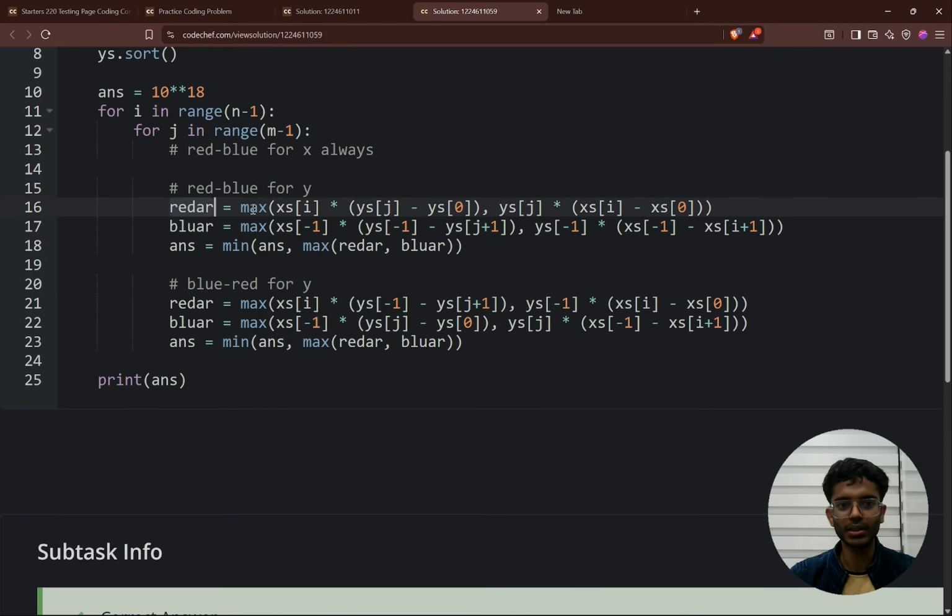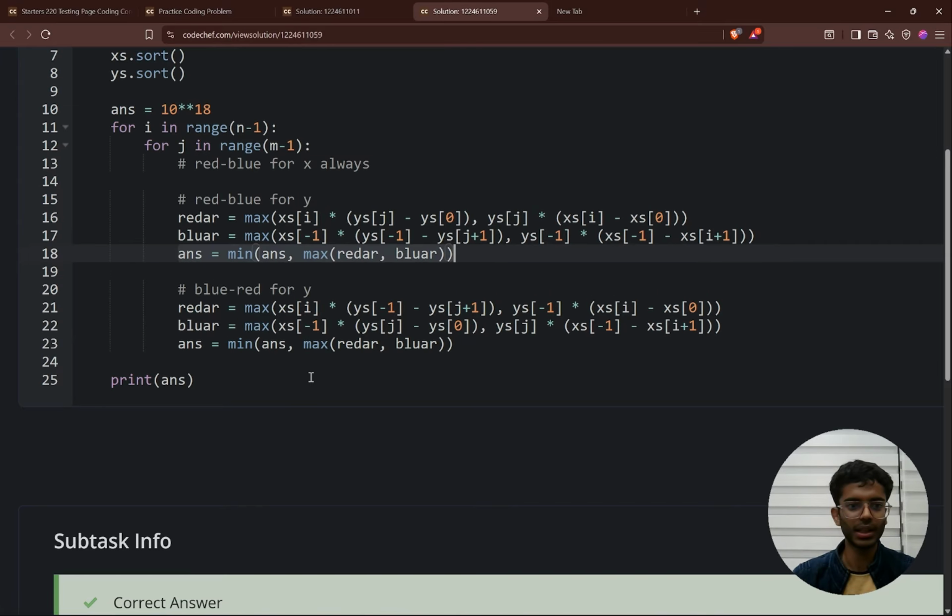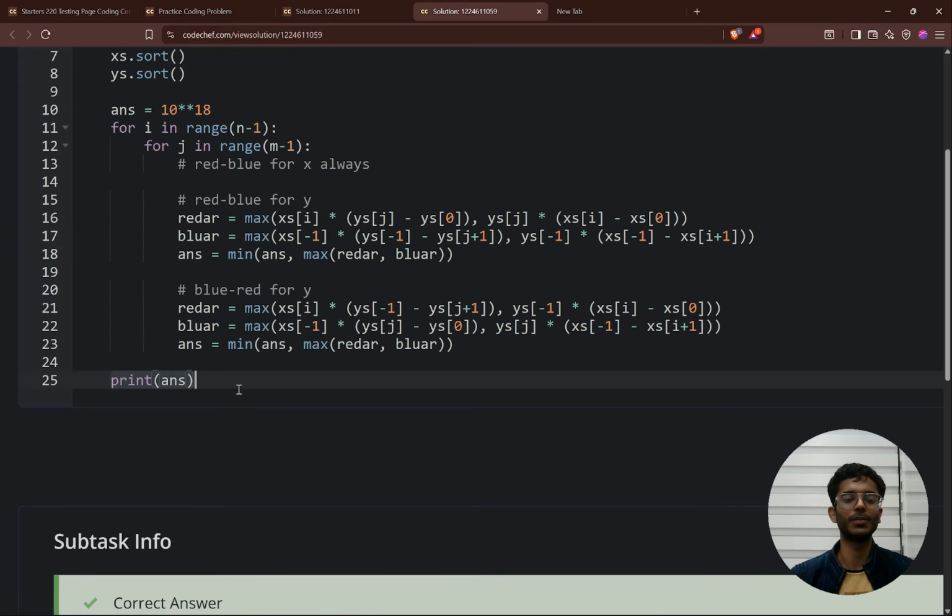Now the red area would be the expression which we just calculated. The blue area would be the expression which we calculated. And the answer would be min of answer, comma, red area, comma, blue area, because red area is the maximum red area we can get by this coloring, and blue area is the maximum blue area we can get by this coloring. And we need to just calculate the minimum possible maximum area, right? So the maximum area by this coloring would be this, and we need to just take the min across all the possible colorings. So we'll just take the min of it, and in the end, we'll simply print an answer.